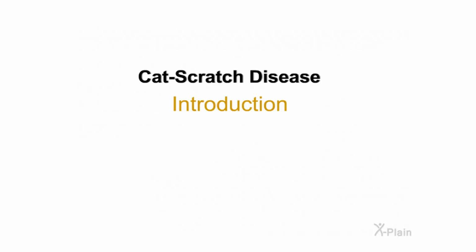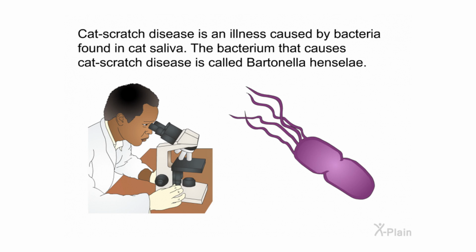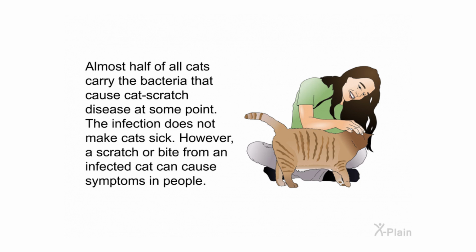Cat scratch disease. Introduction. Cat scratch disease is an illness caused by bacteria found in cat saliva. The bacterium that causes cat scratch disease is called Bartonella henselae. Almost half of all cats carry the bacteria that cause cat scratch disease at some point. The infection does not make cats sick. However, a scratch or bite from an infected cat can cause symptoms in people.